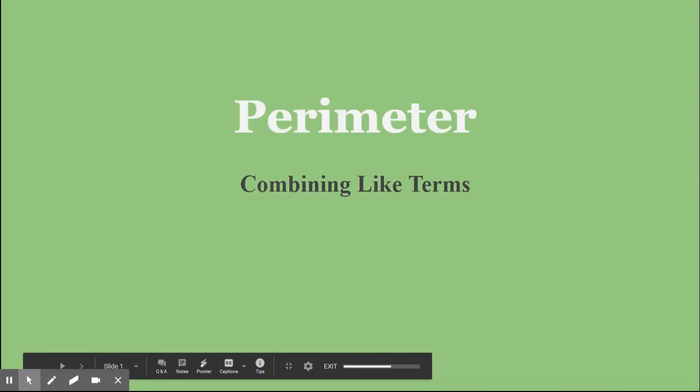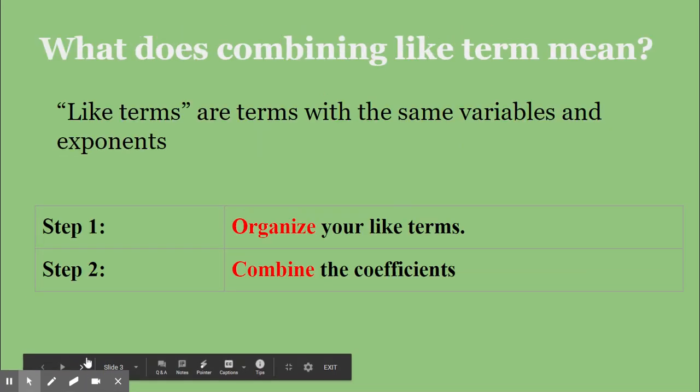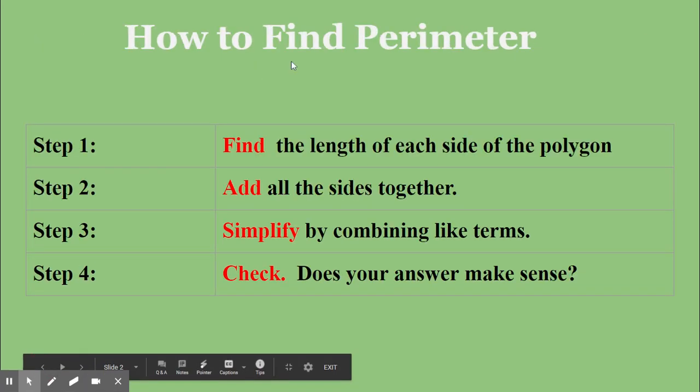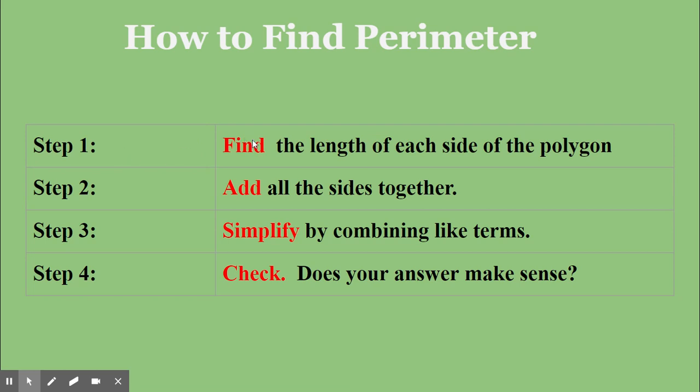All right, so we're going to talk about perimeter of a figure and also combining like terms. So how do you find perimeter? In order to find perimeter, you need to find the length of each side of the polygon. Polygon is just another word for shape. Step 2, add all the sides together and simplify by combining like terms.